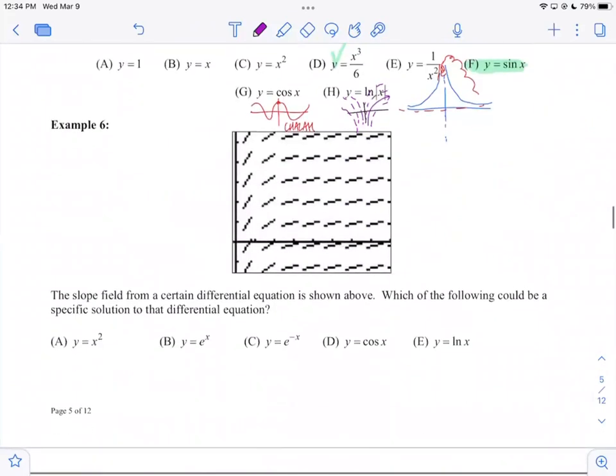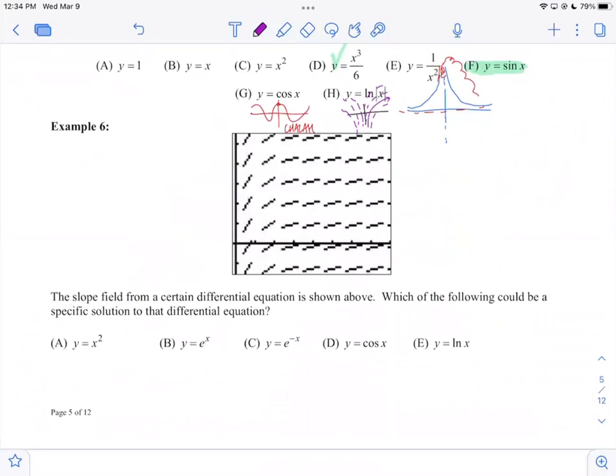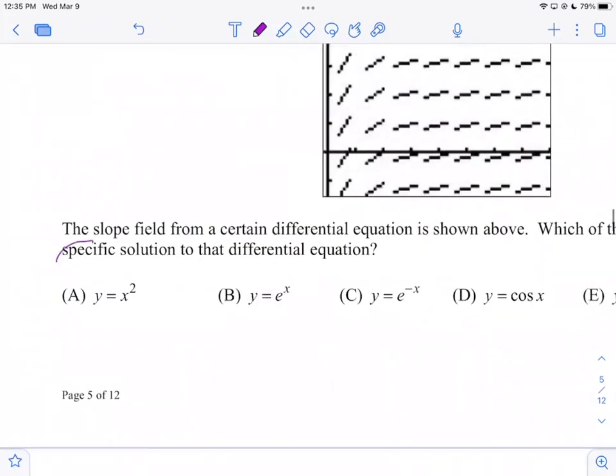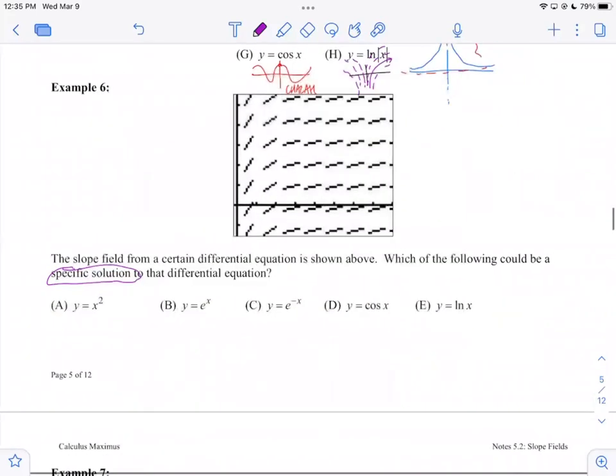All right. Here's an actual question from the AP exam. We'll say it was from 1972. I'm just making that up. But it was an actual question. The slope field from a certain differential equation is shown above. Which of the following could be a specific solution? All right. So we're matching it up again with the specific solution.